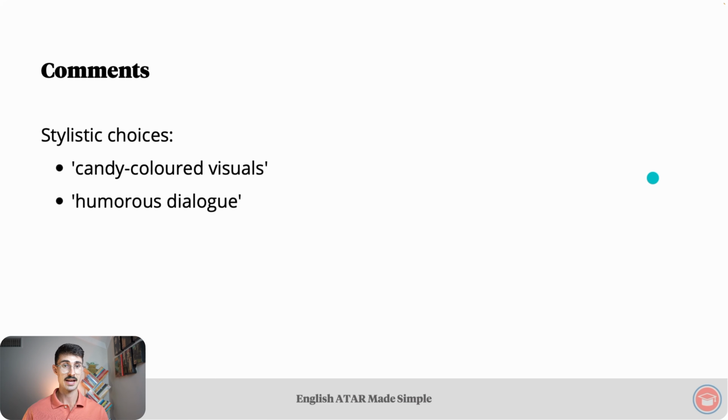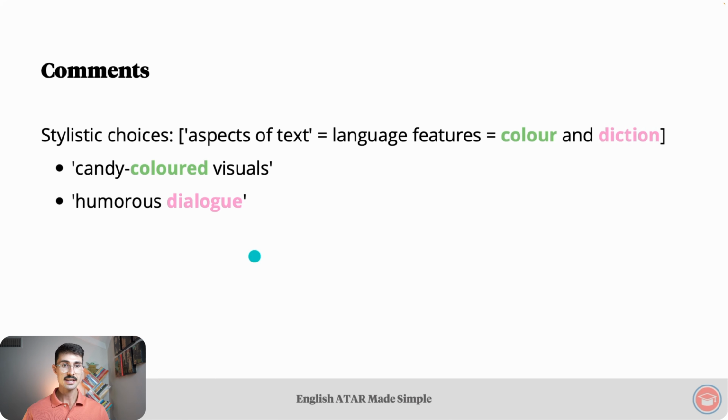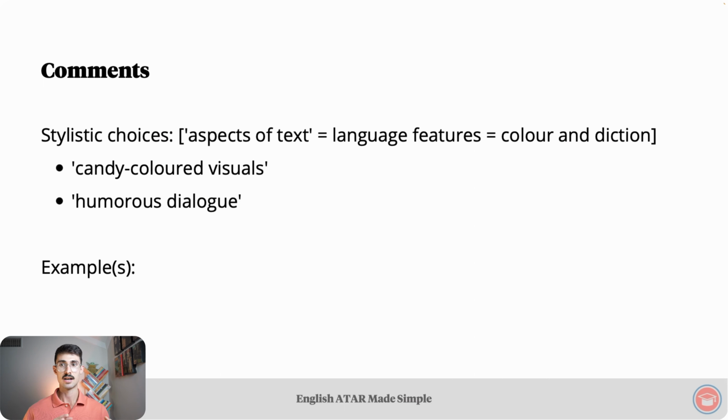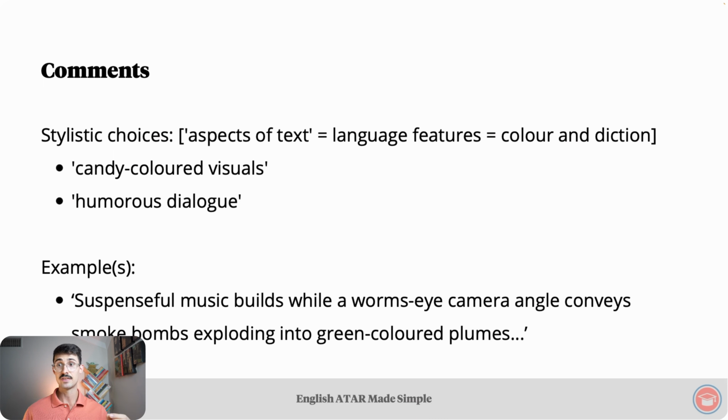Candy-coloured visuals and humorous dialogue. These are stylistic choices because stylistic choices ultimately refers to aspects of text, which include language features, and the relevant language features used in the scene are colour and diction. After stating what the stylistic choices are, you'll want to refer to an example or two. This is just an excerpt of the example that I describe in the body paragraph. Suspenseful music builds while a worm's eye camera angle conveys smoke bombs exploding into green-coloured plumes.